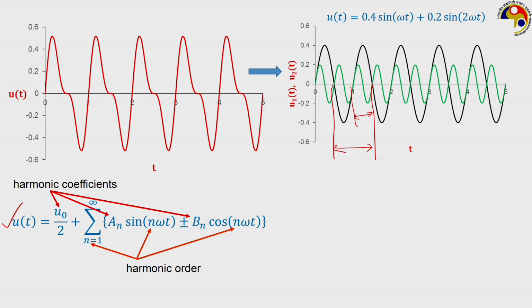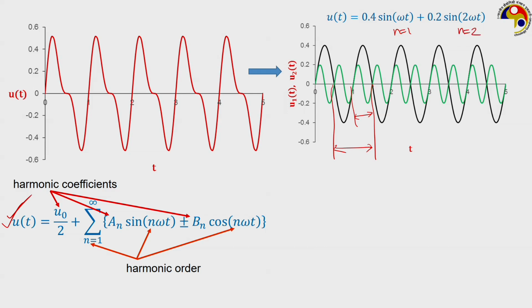Now, if we compare that to the standard form like this, then here the fundamental mode has a frequency of omega, and the second harmonic has a frequency of 2 omega, and there are no other harmonics present. There is only the fundamental and the second harmonic, that is, this corresponds to n equal to 1, the fundamental mode, and this is n equal to 2, the second harmonic.